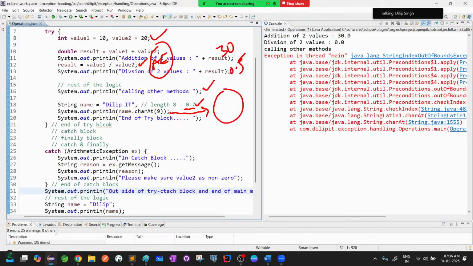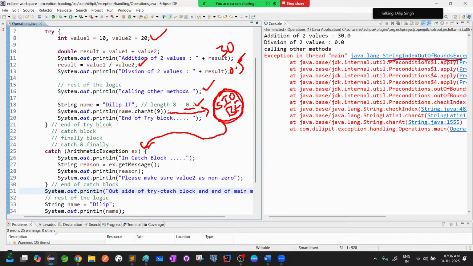Now in this case, what happens? Right now, you got an exception but not arithmetic exception. In this case, the exception is string index out of bounds exception. So, for example, see here, string index out of bounds exception. So now what will happen? By taking this exception object of string index out of bounds exception, JVM immediately jumps to the catch block section.